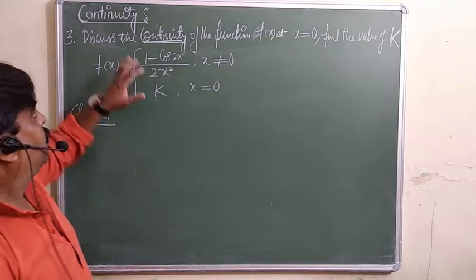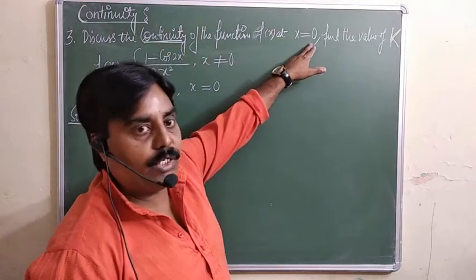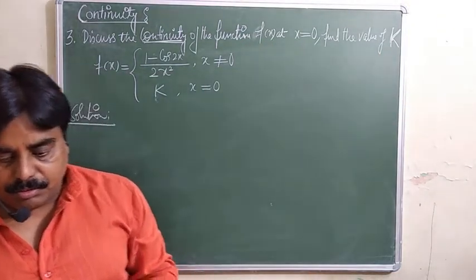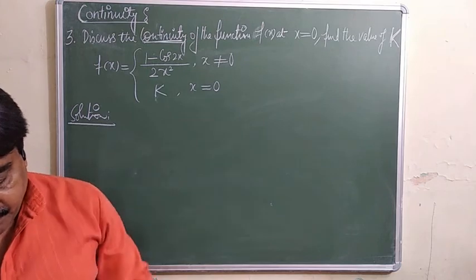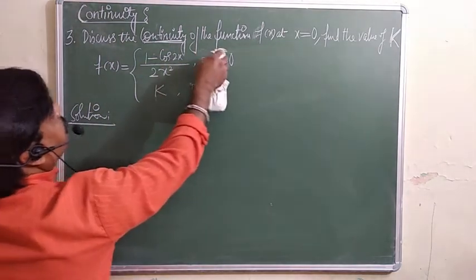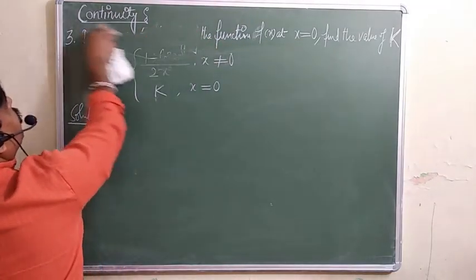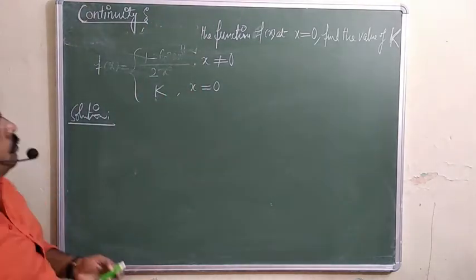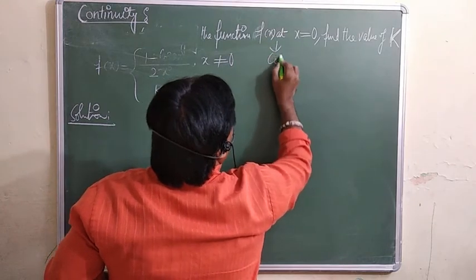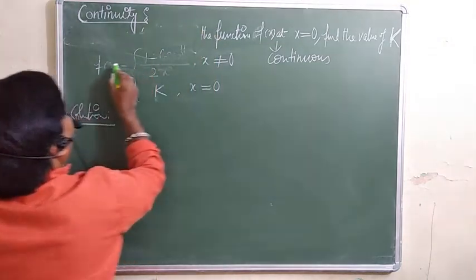Now the question is: discuss the continuity of the function f(x) at x equal to 0 and find the value of k. The function is already given as continuous at x equal to 0, so you have to find the value of k.